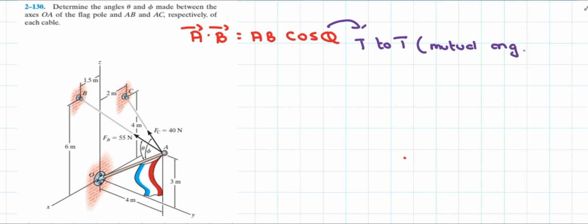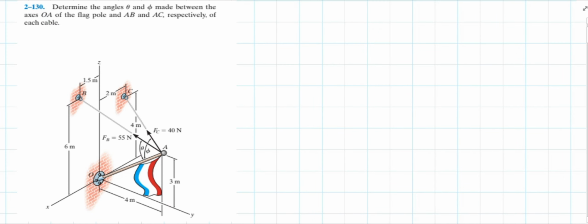because the mutual angle is the angle measured through their tails. Now let's suppose we have two vectors like this, and we measure the angle between these two vectors through their tails like this, so this is nothing but the tail to tail angle. Now I want you all to write down this point in your notes, so it will help you in the future. Just solve this question.